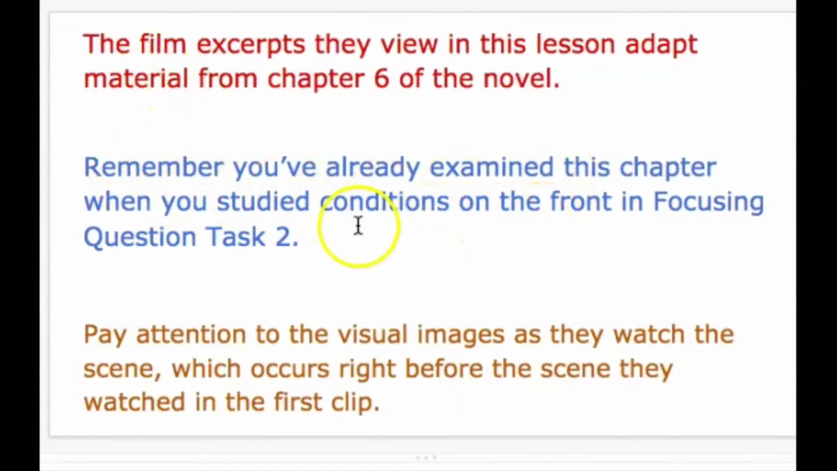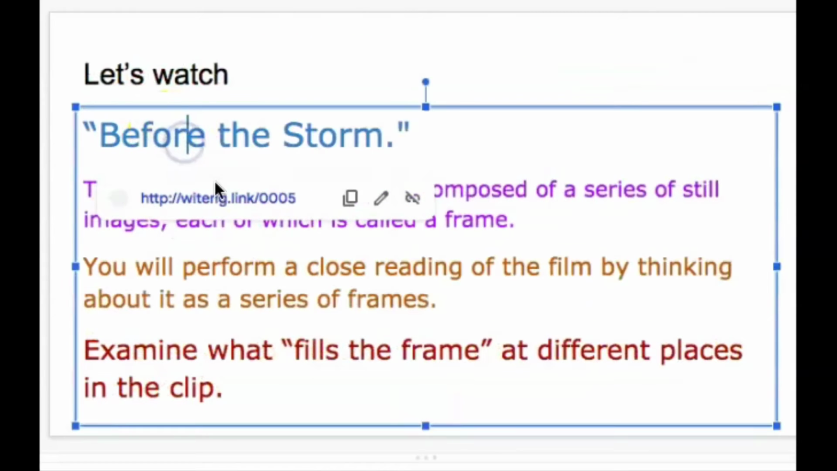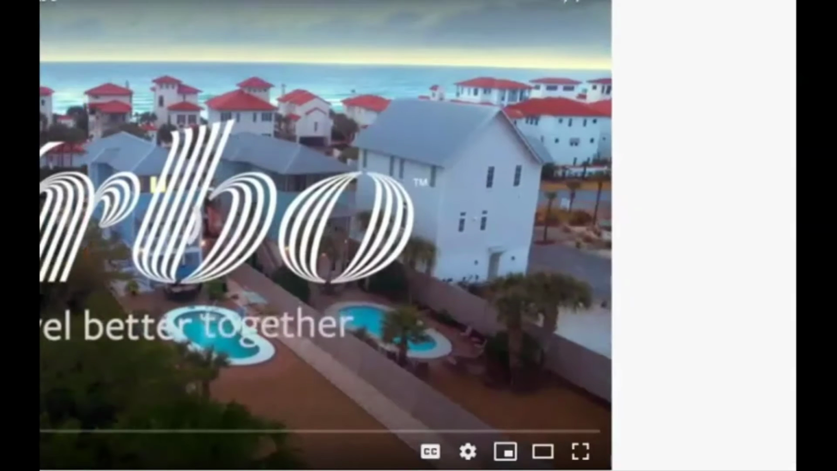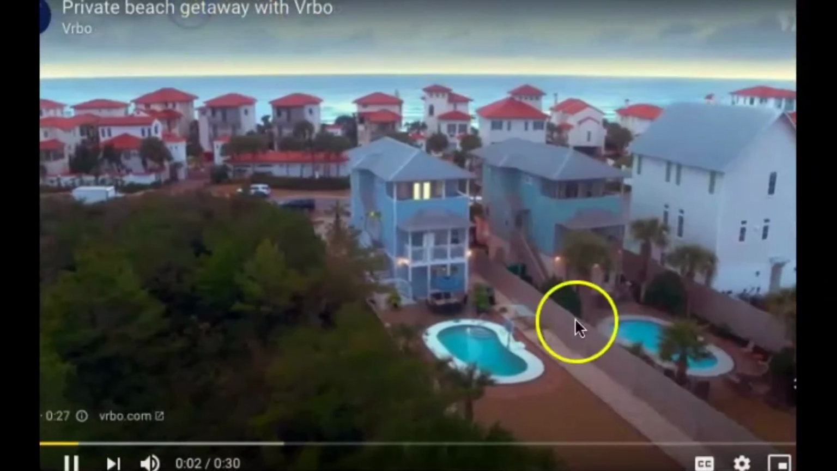Remember that you've already examined this chapter. We're looking at chapter 6, and we have also studied the conditions on the front end focusing question task 2. I want you to pay attention to the visual images and watch the scene which occurs right before the scene and the first clip. So again, you should watch the video.